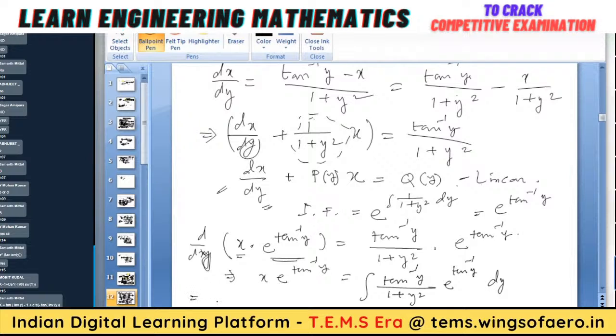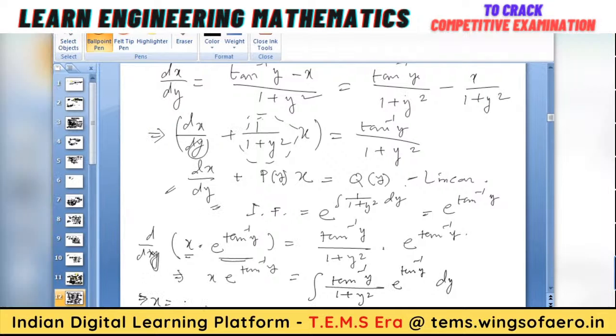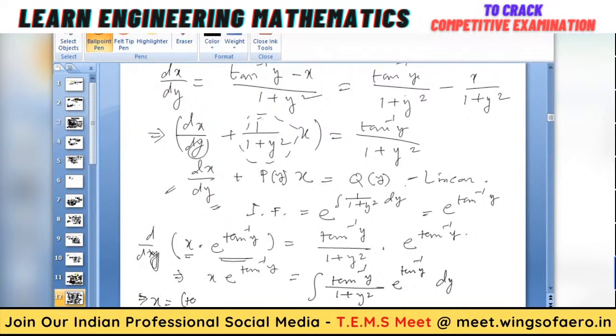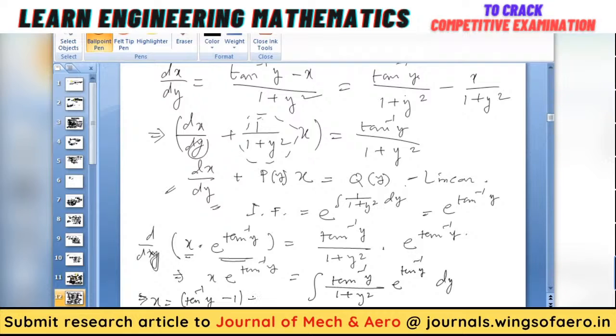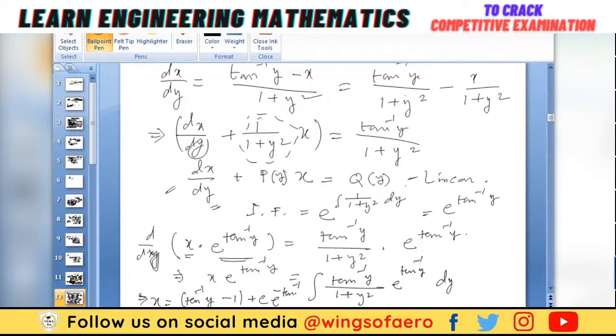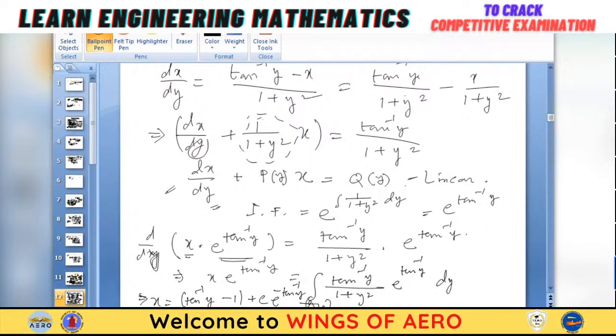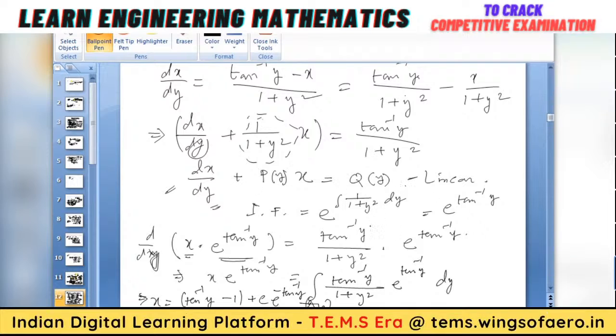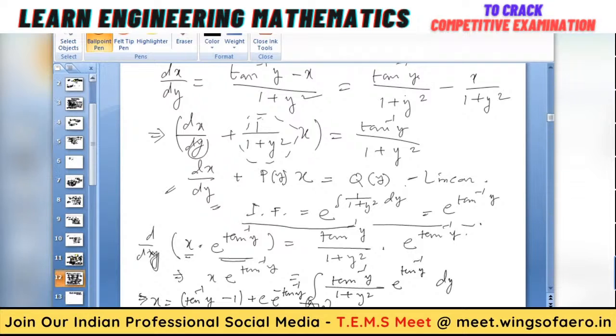This is equal to, x is equal to tan inverse y minus 1 plus c into e to the power minus tan inverse y. This is the answer of this question. Okay, so if only the integrating factor is needed, this is the technique to find out the integrating factor: e to the power integration of p dx or e to the power integration of p dy.